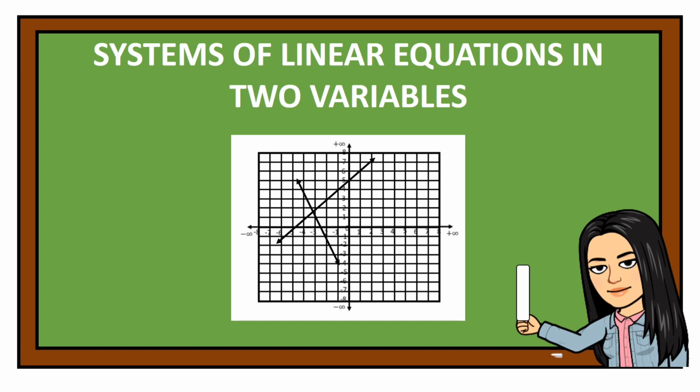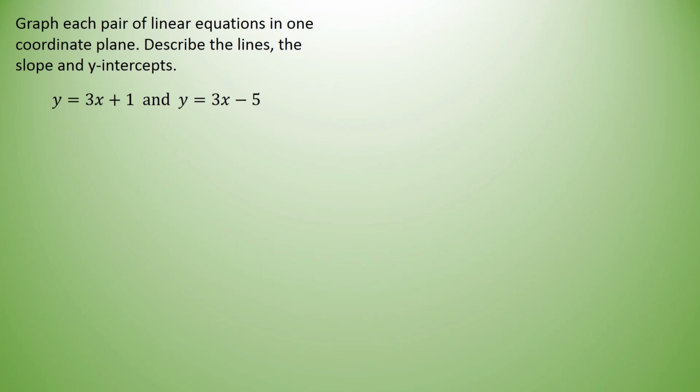Our lesson for today is systems of linear equations in two variables. Let us discuss the different kinds of systems of linear equations in two variables using the following examples. So let us graph each pair of linear equations in one coordinate plane. Describe the lines, the slope, and y-intercepts.